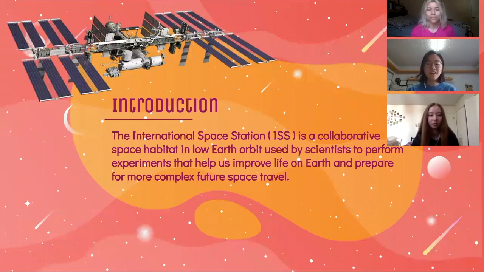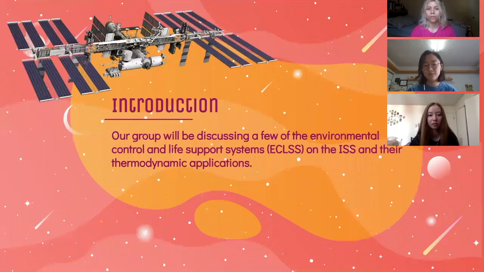So the International Space Station, the ISS, is a collaborative space habitat in low Earth orbit used by scientists to perform experiments that help us improve life on Earth and prepare for more complex future space travel. Our group will be discussing a few of the environmental control and life support systems, ECLSS, on the ISS and their thermodynamic applications.